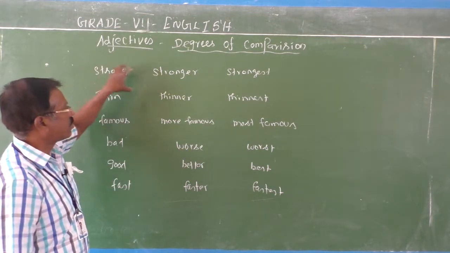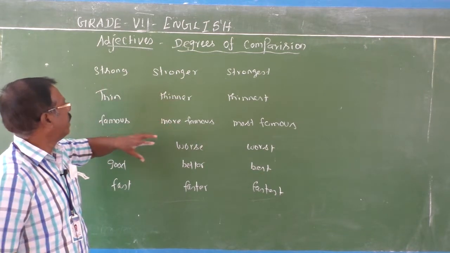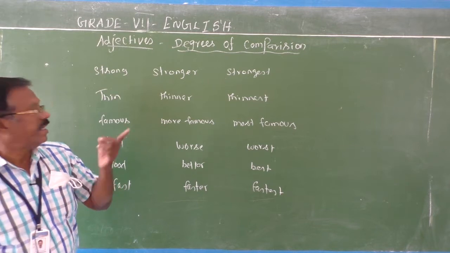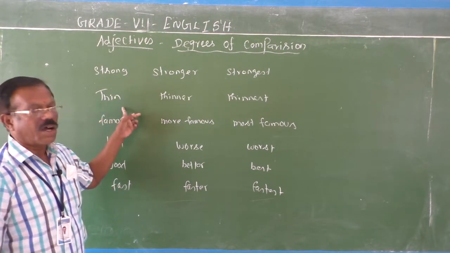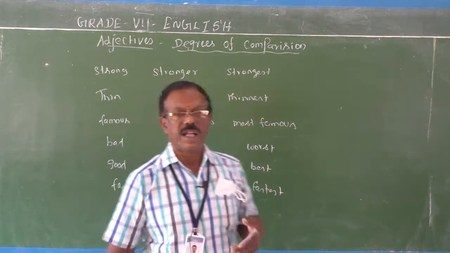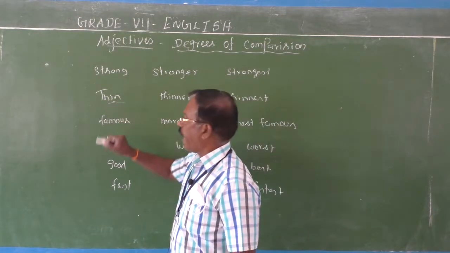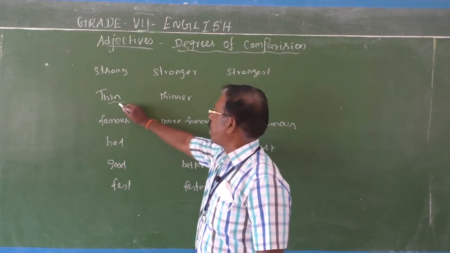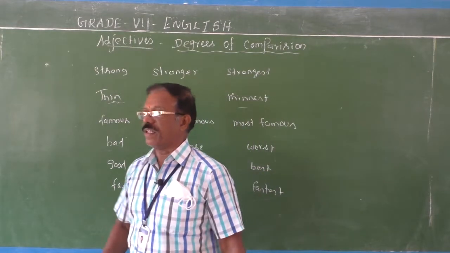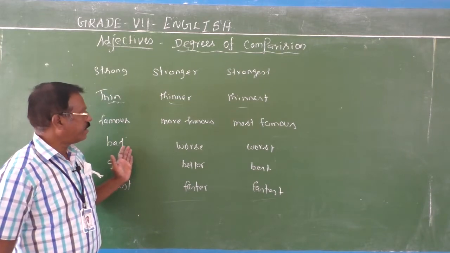Strong, stronger, strongest, a monosyllabic word. Thin, thinner, thinnest. When the last letter is preceded by a vowel, here I is there, then the last consonant will be doubled. That's a rule you have to know. In thin, the last letter is N, and it is preceded by a vowel I, therefore the last consonant is doubled here: thinner, thinnest. Famous, more famous, most famous. And then bad, worse, worst.